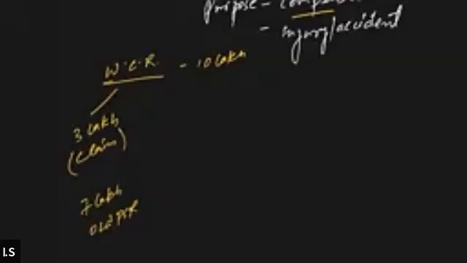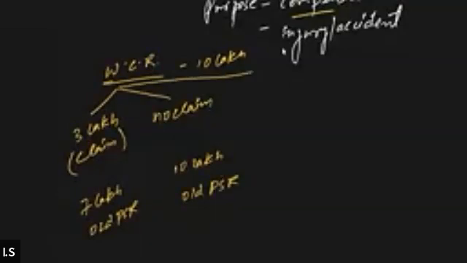And similarly, if no claim is made by employees on account of workman compensation, then the entire amount, 10 lakh, will be distributed among the partners in the old profit sharing ratio. And if the compensation is of rupees 10 lakh, then in such a case, no amount will be distributed among the partners.